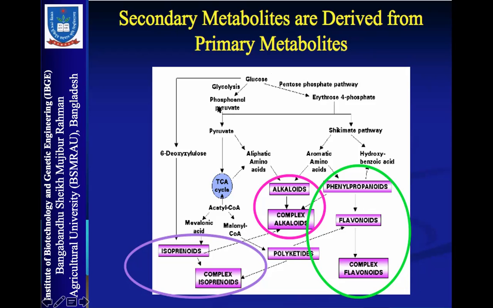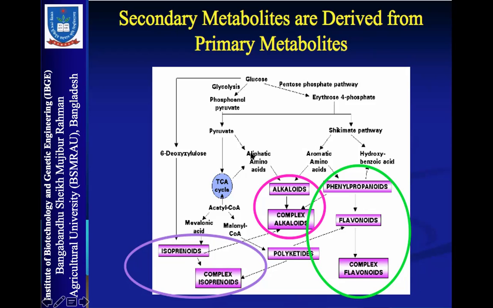From glycolysis, phosphoenolpyruvate is produced in the glycolytic process, and pyruvate enters as acetyl-CoA into the TCA cycle. But some of the acetyl-CoA can be utilized in the mevalonic acid pathway, or can be converted into malonyl-CoA, and they are used to synthesize polyketides as well as isoprenoids or complex isoprenoids. Isoprenoids and complex isoprenoids are terpenoid compounds.